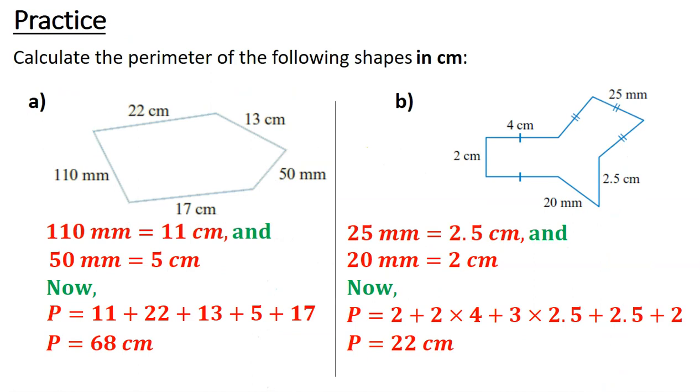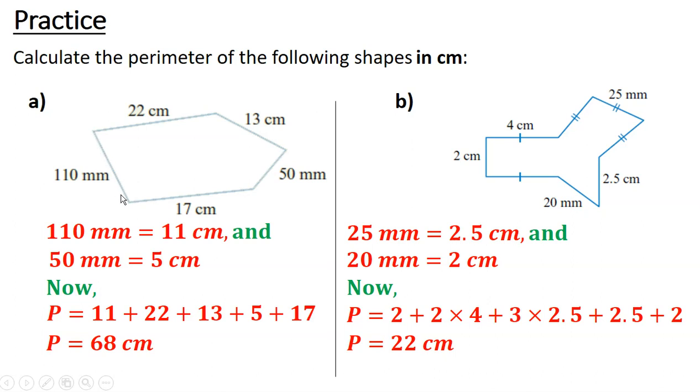So we're just going to go through two examples really quickly. Okay, calculate the perimeter of the following shapes in centimeters. So we're told the units. Okay, and that's useful because if we look at this polygon here, some sides are in centimeters, 22, 13, and 17. But these two are going to have to be converted, the 50 millimeters and the 110 millimeters.